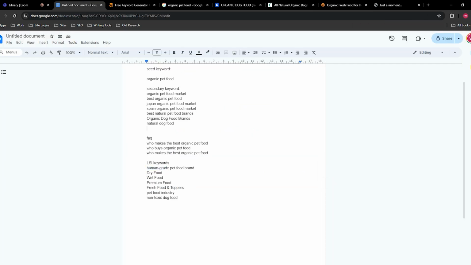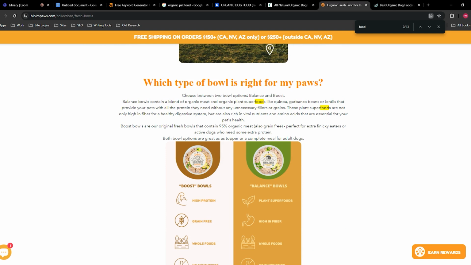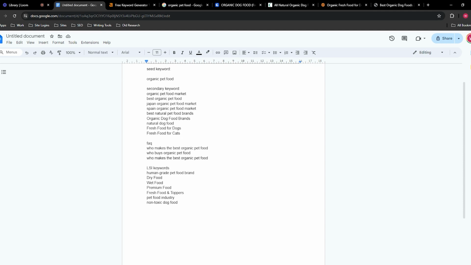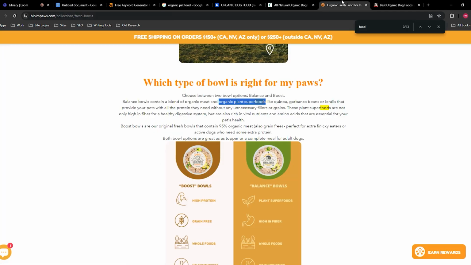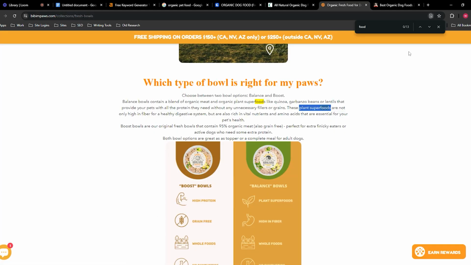So in the secondary keywords, we would add it here, and then we would take it again and put it here. We'll keep this one for dogs, and we'll keep this one for cats. So now we have more secondary keywords. Superfoods, organic plant superfoods. So possibly this could be a good keyword as well, possibly here. And then we have plants, so we already got that. And then plant superfood could be an additional LSI keyword which does not have the organic word with it.